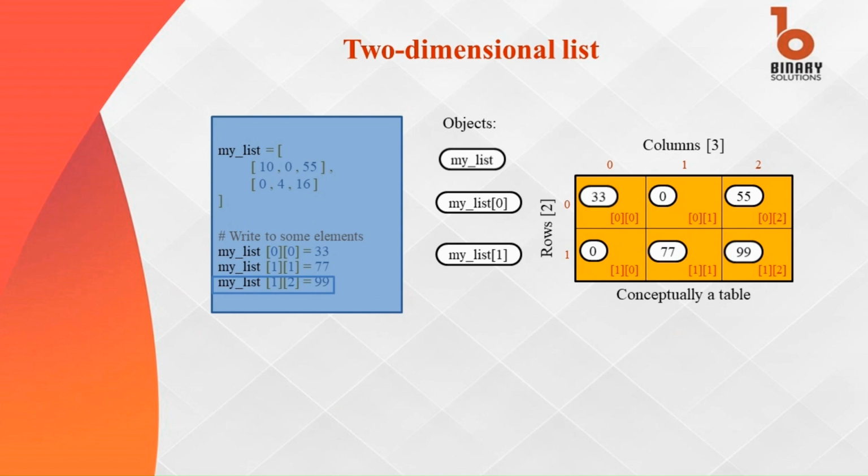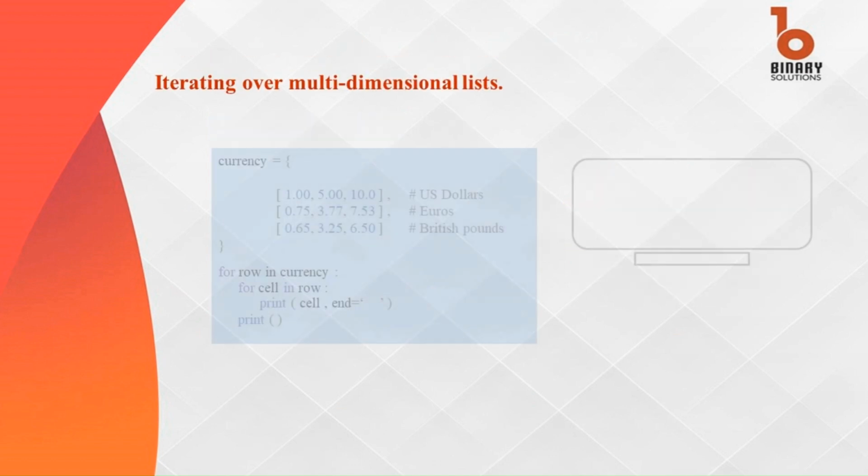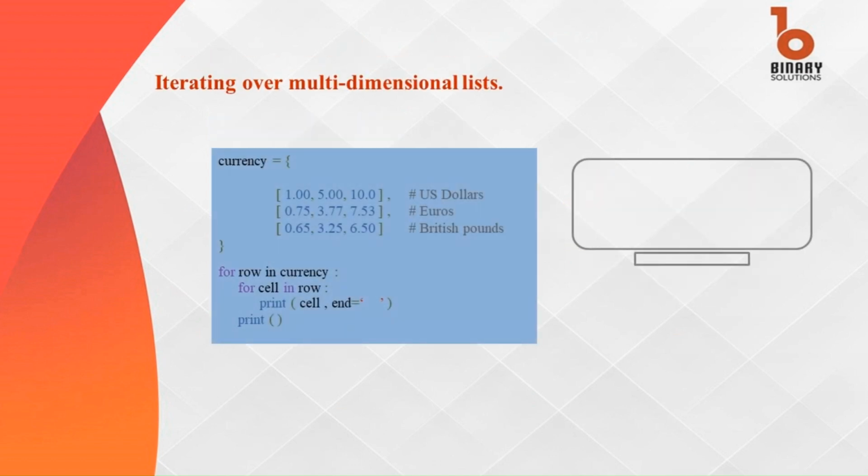indices. This example demonstrates how to iterate over multidimensional lists, which is a common operation when working with nested data structures like tables. In this scenario, a programmer uses nested for loops to access all the elements of a 3 by 3 table represented by a list of lists. Each inner list corresponds to a row in the table, containing numerical values for different currencies. In the first step of the process, the outer for loop iterates over the rows of the table, assigning each list, representing a row, to the variable row.